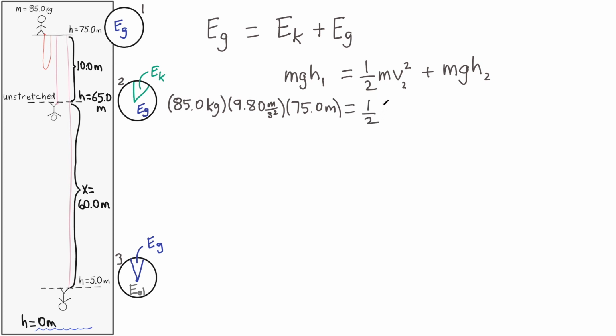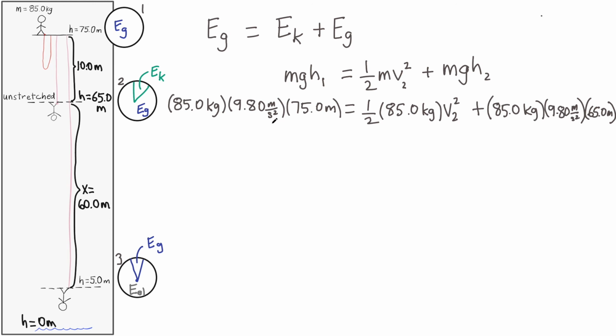Plugging in on the right-hand side of the equation: 1/2 times the mass of the bungee jumper, 85 kilograms, times our unknown velocity squared, plus the gravitational potential energy at that point. That's the mass of the bungee jumper, times the value of g, times the new height at position 2. That's only 65 meters.